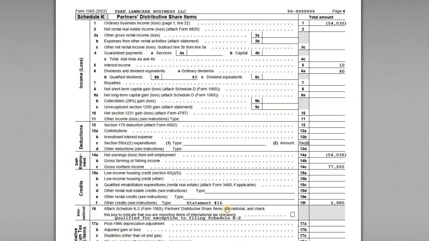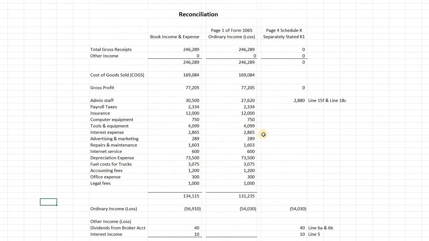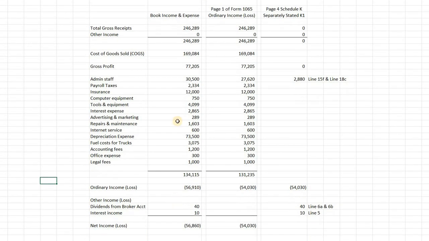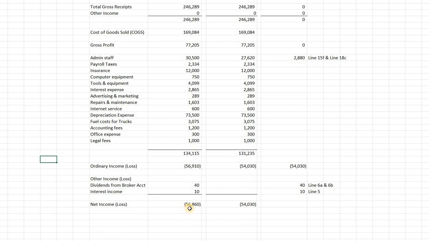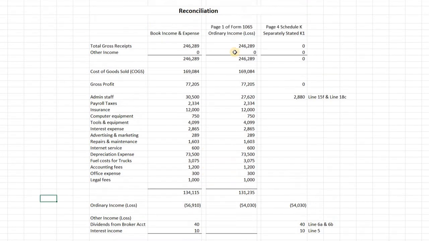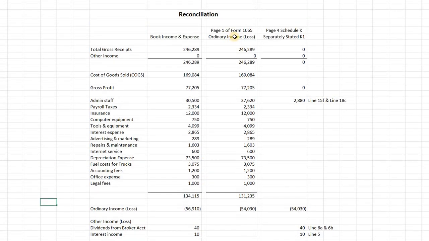So the helpfulness of this reconciliation, what I've done here is I have the left-hand column shows the book income and expense as it matches the financial statements. So minus 56,860, right? That's the net income or loss, so net loss per books. And then in this column, I have what should be showing up on page 1 of the Form 1065. And then this column shows the pieces here that would otherwise be reported on page 4 or some other adjustment.